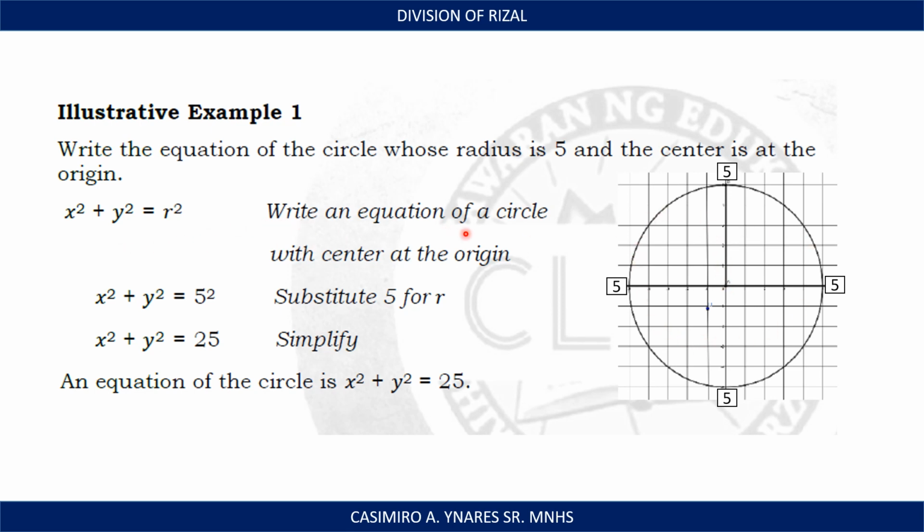So, write an equation of the circle. We have the equation x squared plus y squared is equal to r squared. Therefore, just substitute 5 for the radius, since our center is at the origin. So we have x squared plus y squared is equal to 5 squared, where 5 is our radius. 5 squared is 25. Therefore, the equation of the circle is x squared plus y squared is equal to 25.